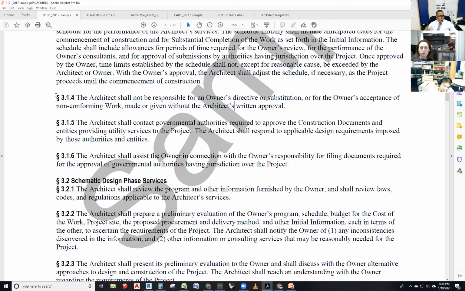Section 3.1.4. The architect shall not be responsible for an owner's directive or substitution or for the owner's acceptance of non-conforming work made or given without the architect's written approval. This one is protecting us during construction. This contractor suggested some tile, the architect didn't even know about it, the owner accepted it, they go ahead and do it. Not my problem. My hands are clean.